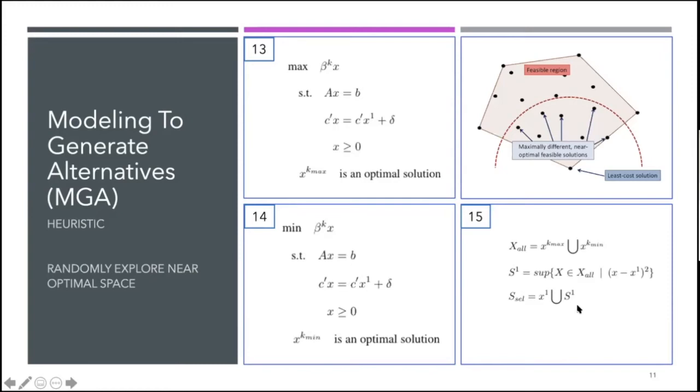Next, if we want to find the second maximally different solution, then we calculate this, which is called harmonic mean of squared Euclidean distance. So what this is trying to do is trying to find the Euclidean distance of all of these points from both the previously selected points, right? And it gives us the next MGA solution.